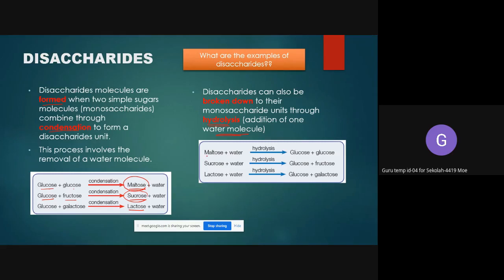So disaccharides, which are maltose, sucrose, and lactose, when they undergo hydrolysis, they will become: maltose plus water undergoes hydrolysis to become glucose and glucose. Sucrose plus water undergoes hydrolysis to become glucose and fructose. So begitu juga untuk lactose. Lactose plus water undergoes hydrolysis to become glucose and galactose.